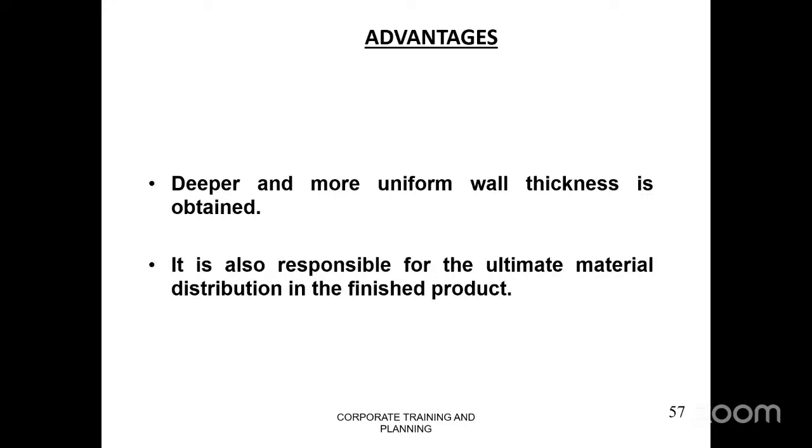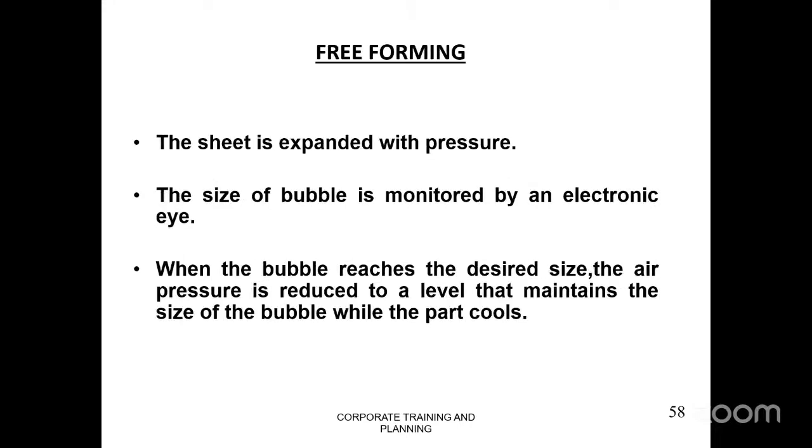The advantage I told you: deep and more uniform wall thickness is obtained. And this is now billow preforming. The sheet is expanded with pressure. We have seen this. They are pressurizing the air here from the bottom, and a big bubble forms. The size of the bubble is monitored by an electronic eye. Therefore, friend, it is completely controlled here, a big dome. If you have seen at different places domes of polycarbonate, polystyrene, HIPS, acrylic plastics, or decorative domes, they are manufactured by this preforming only.